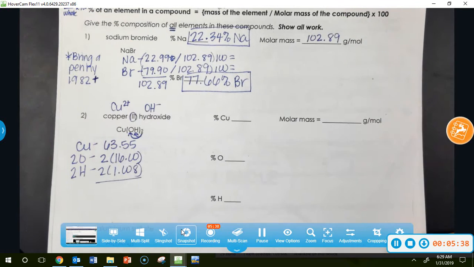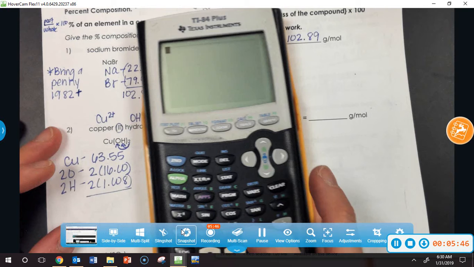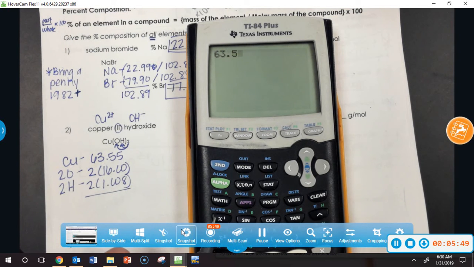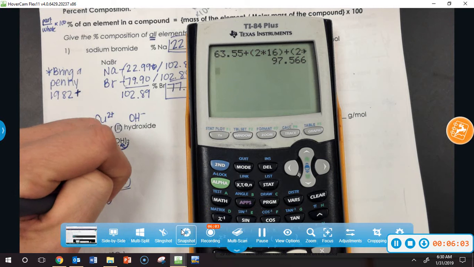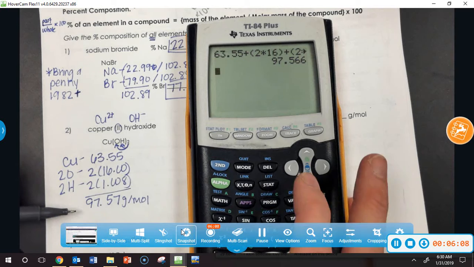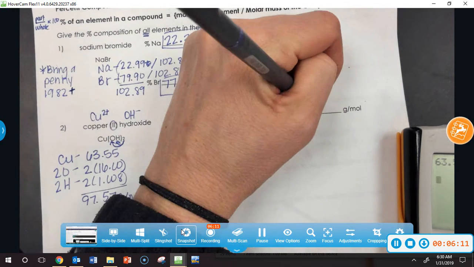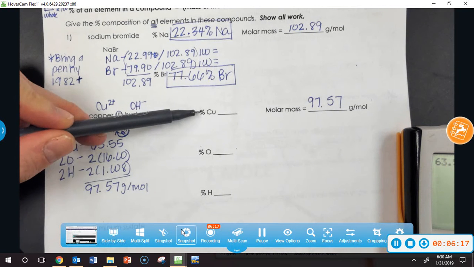So when you add that up, I should have had this done beforehand, but I didn't. I'm going to let you see how I do this in my calculator. I'm just going to clear it. 63.55 plus, I open a parentheses, 2 times 16, plus, open another parentheses for the hydrogen, 2 times 1.008, and then I press enter, and I get 97.57 grams per mole for my molar mass. If I had only asked you for molar mass, you would have been done. 97.57 grams per mole. But I want the percent of copper, oxygen, and hydrogen.